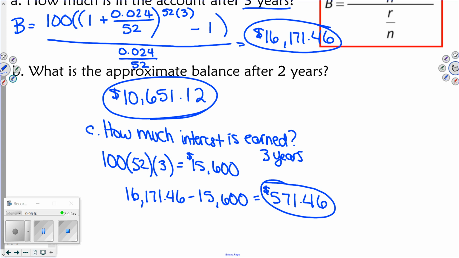So that's free money, right? I like free money. All right, questions on this problem? Good.